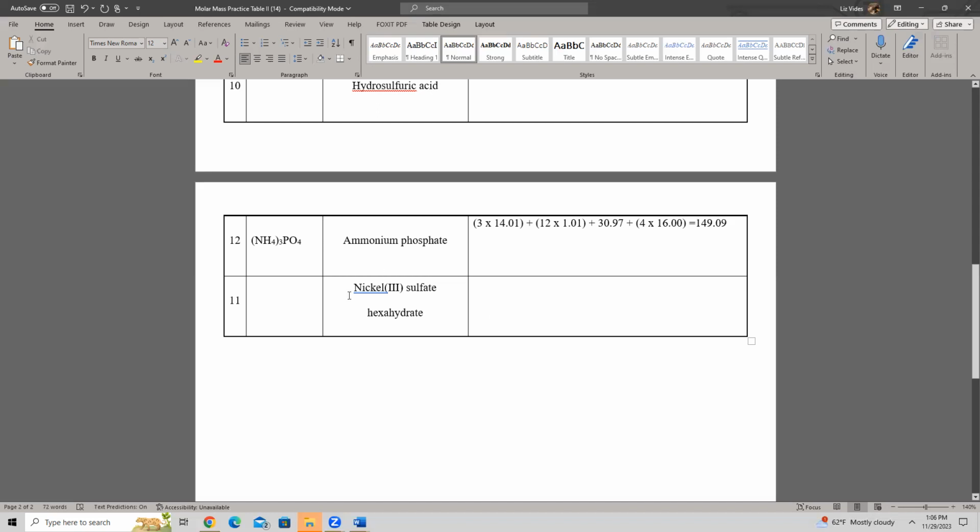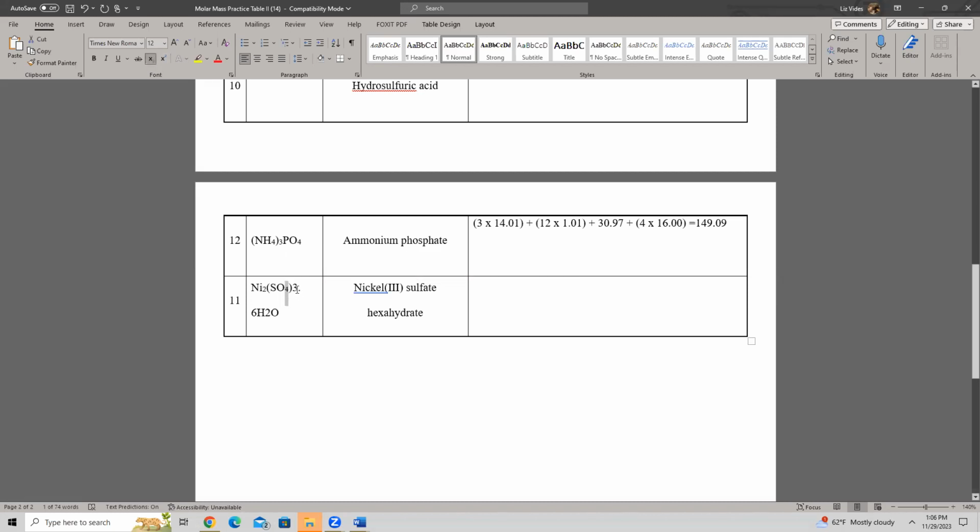Okay, this one is a really hard one. Nickel 3 sulfate hexahydrate. So you got nickel, and remember the sulfate has a 2 negative, so it's 2. Then you have SO4, which is what sulfate is, and 3 from the nickel, and then you have a dot with 6 waters, H2O, because that's what hexahydrate means. So we're going to get this one, make it pretty, because I don't like it like this.